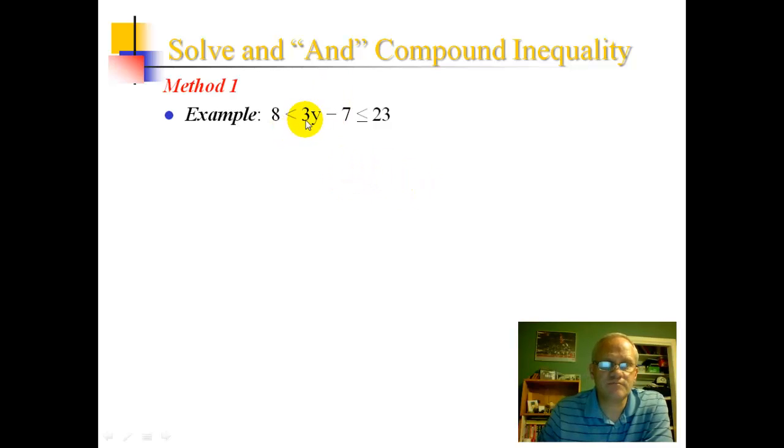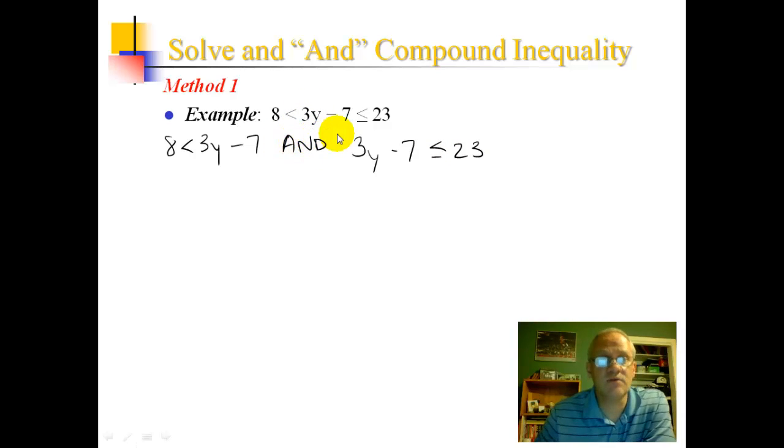So this could be written differently. So method one is to take this and split it up into the two parts. What are its two parts? Well, first of all, cover up the 23 over here and just do 8 is less than 3y minus 7. You just do that part. Then cover up the 8 part and you do 3y minus 7 is less than or equal to 23. So those are the two parts, and again, this is an and problem. So when you split it up like this, you probably want to put the word and in there to remind yourself. So this is what this really means. Okay, so you could do that, split it up, and then you just solve each part separately like we've done before.